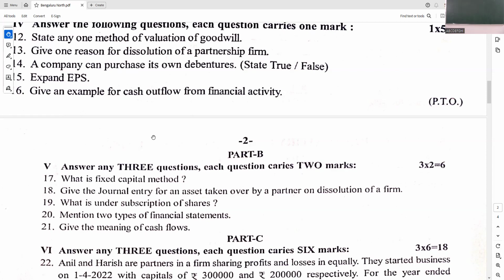What is under subscription? When a firm receives fewer applications than what it has issued, it is under subscription. Mention two types of financial statements. Statement of profit and loss, and balance sheet. Then give the meaning of cash flows. It is a statement which records, I think it is cash flow statement maybe, the inflow and outflow of cash or cash equivalents in the business.